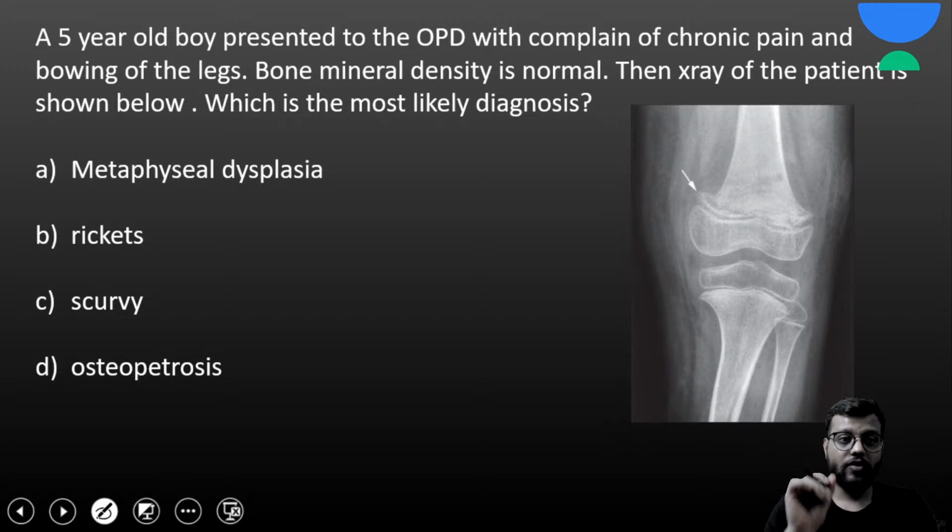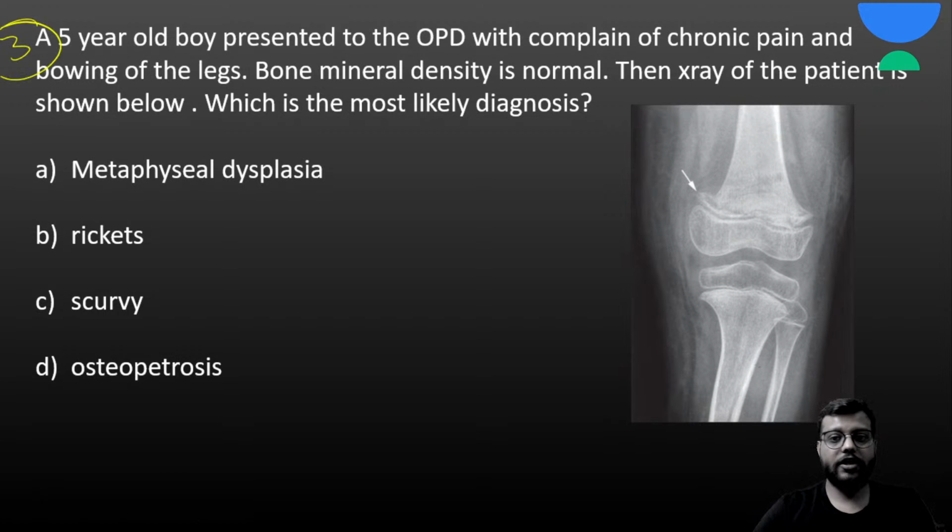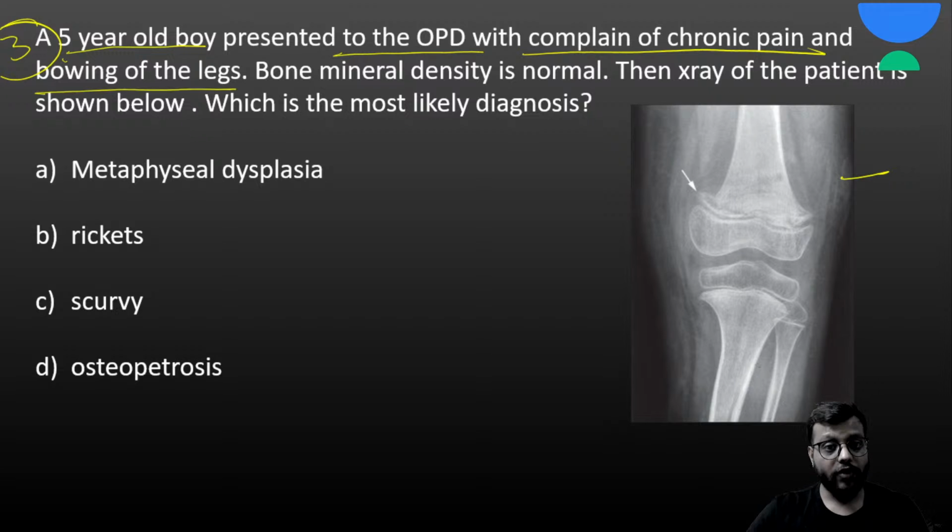Now the third question was also a clinical scenario and image based question, where the history was given of a 5-year-old boy presenting to the OPD with complaint of chronic pain and bowing of the legs. Bone mineral density is normal. Then the X-ray of the patient is shown below. Which is the most likely diagnosis?